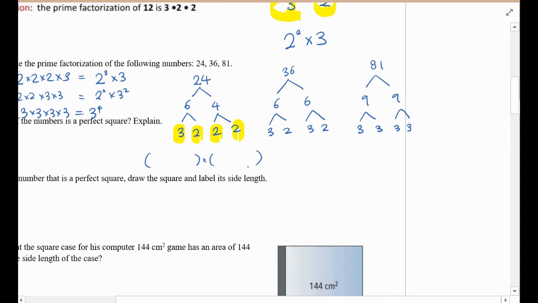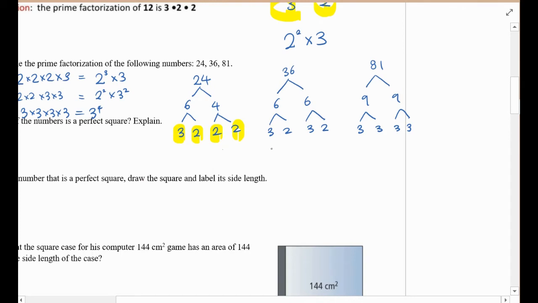So what you're going to do is draw 2 brackets, and split those numbers into those brackets. Try to make it equally. So 2 and 2. And you put 2 here. You should put 2 here, but there's no more 2 left. You can only put 3 here. So you cannot equally split those 4 numbers. Therefore, 24 is not a perfect square.